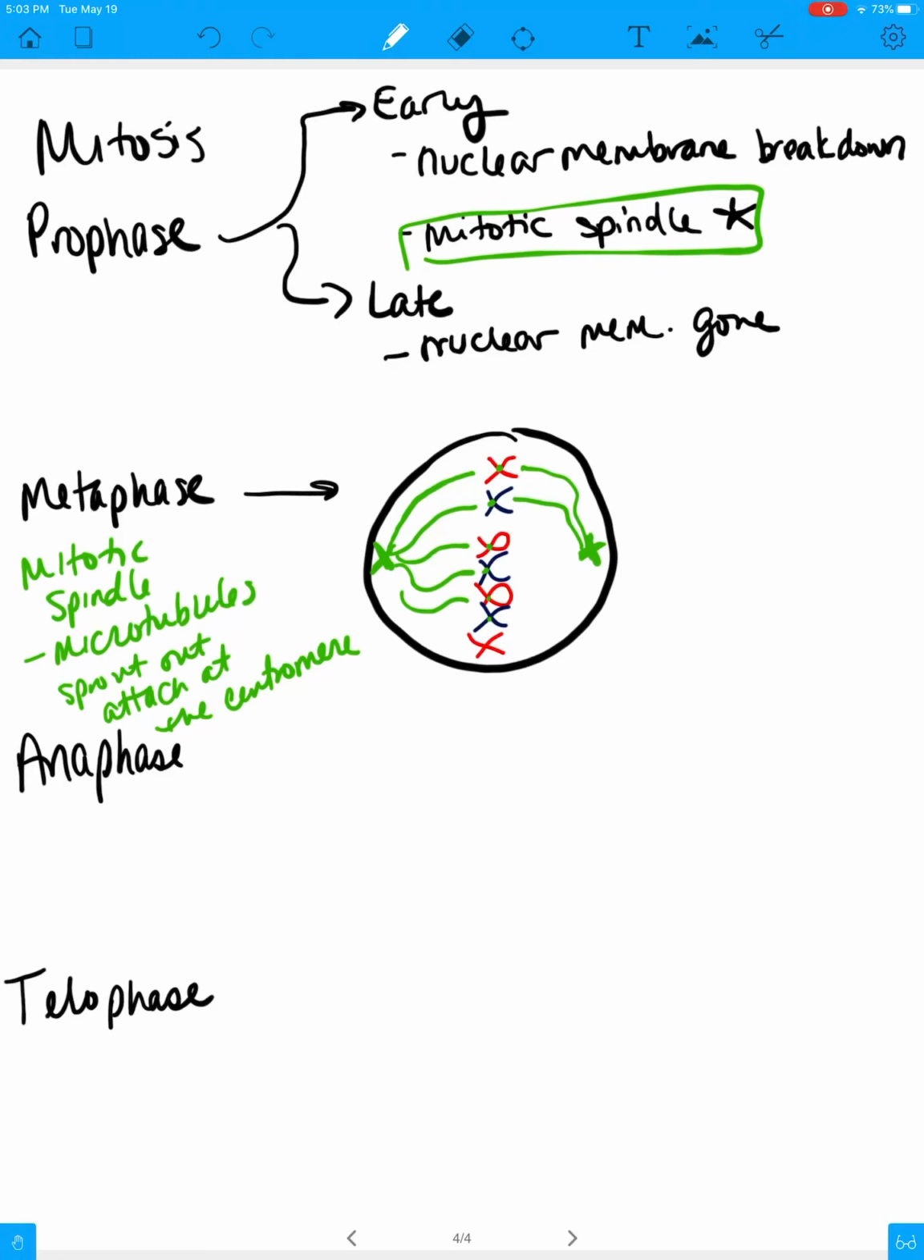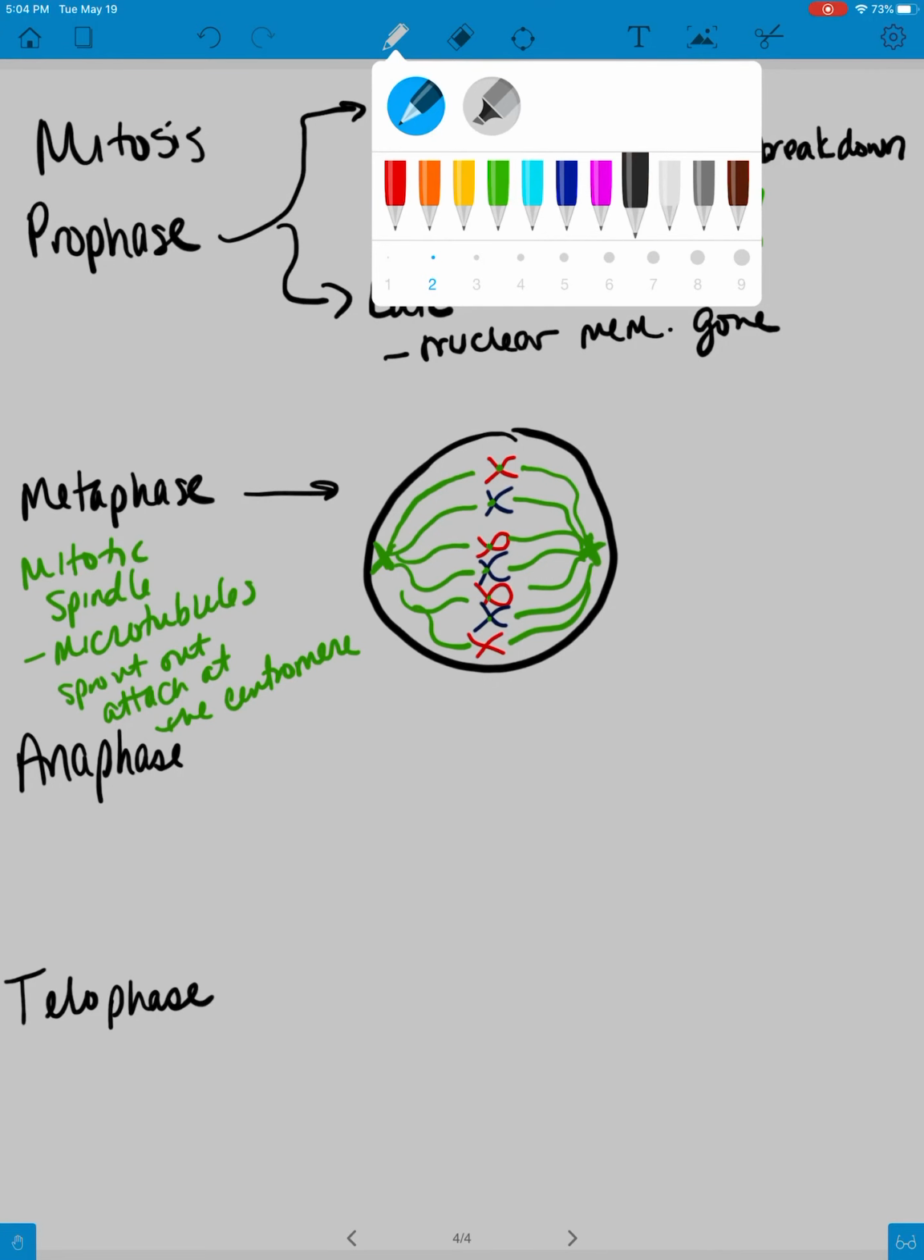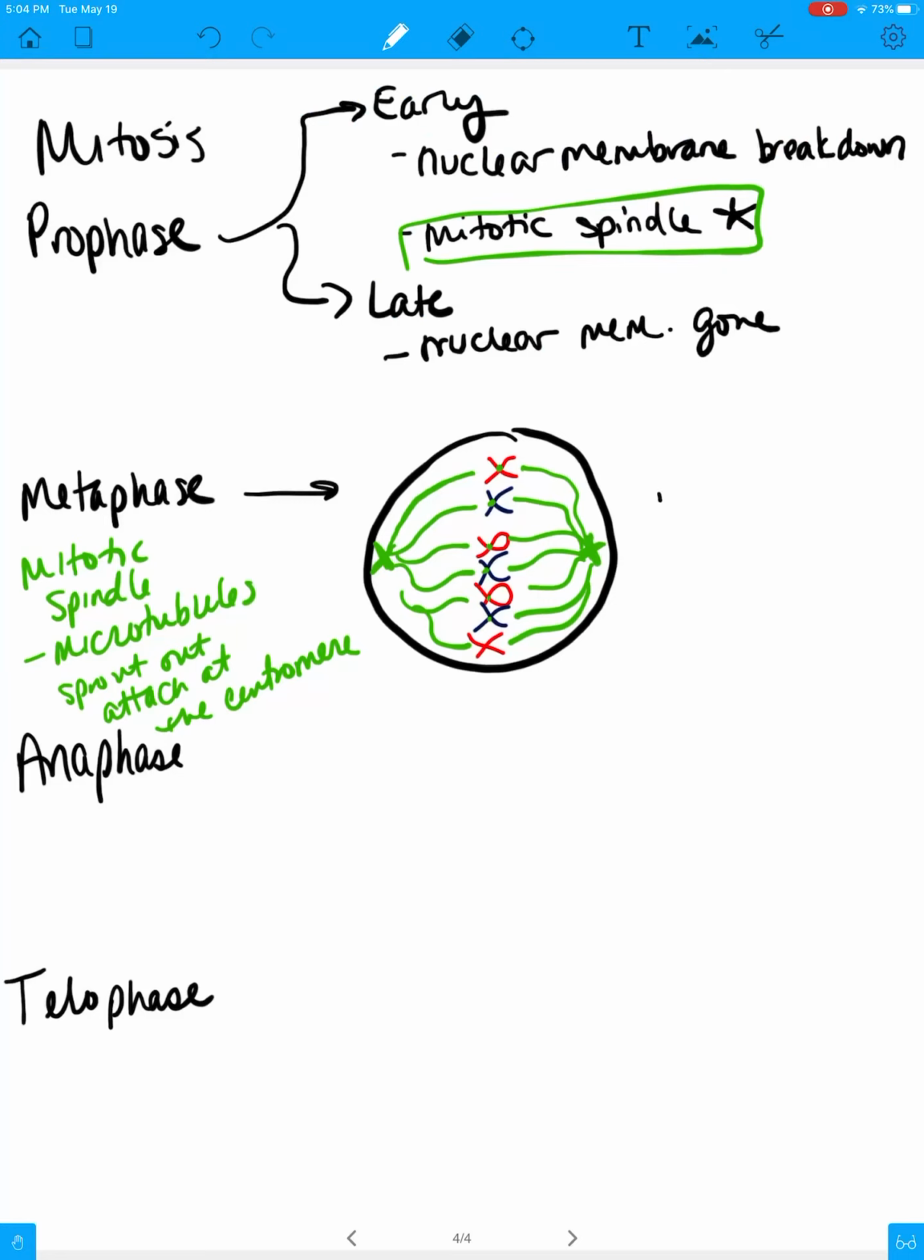Now remember, we are going to have two separate cells with the same amount of chromosomes each. Remember, we doubled up all those chromosomes, right? So the mitotic spindle's microtubules sprout out. I'm just going to add some notes here too. You have your chromosomes lined up at the center.